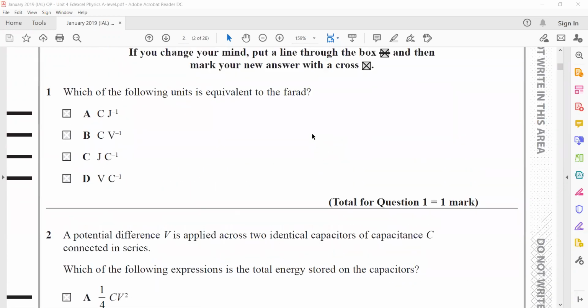Okay. Which of the following units is equivalent to farad? Farad is a unit of capacitance. What could be the answer? Question number one. We are discussing electric field questions. You can mention your answer in the chat.